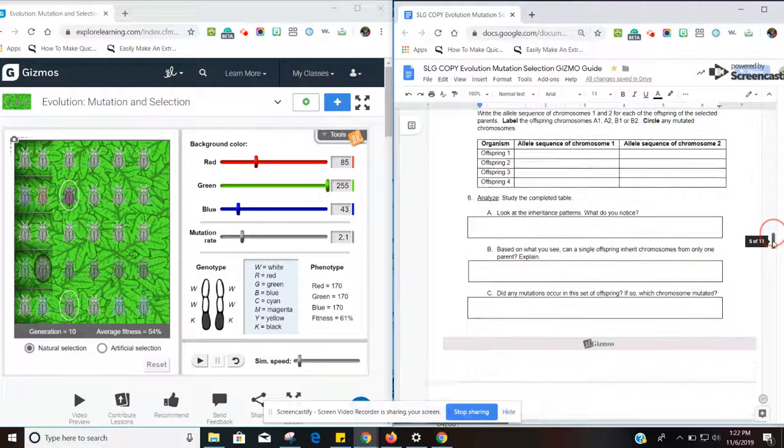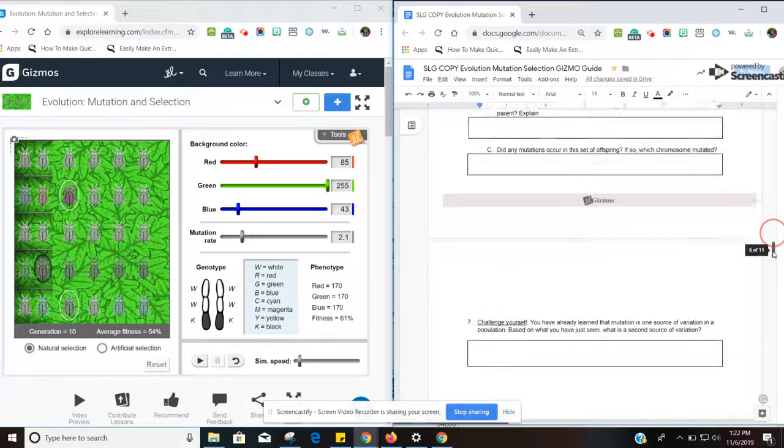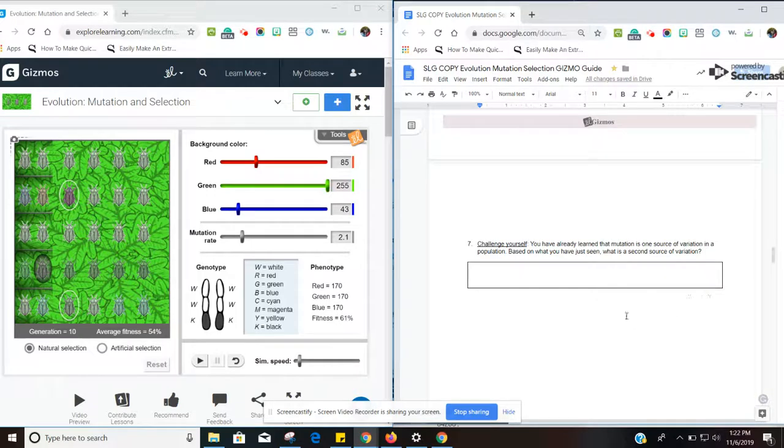After you do some of this experimentation, you're going to have to answer some challenge questions. So this one says, mutation is one source of variation. It introduces new alleles to a population. What is a second source of variation? I would urge you to think about siblings for this question. If you have a sibling or if you know siblings, do they look exactly the same even though they have the same parents? Probably not. Why is that? Why don't they look exactly the same if they have the same parents?